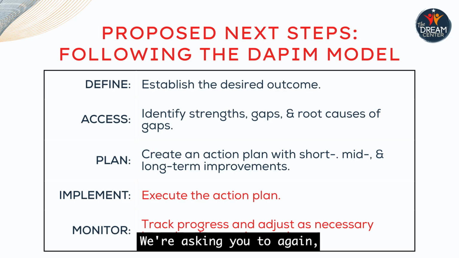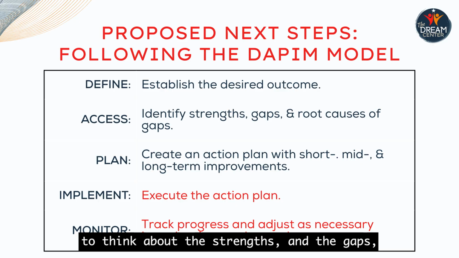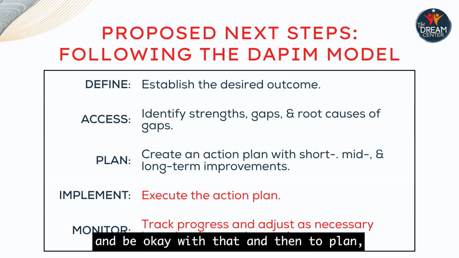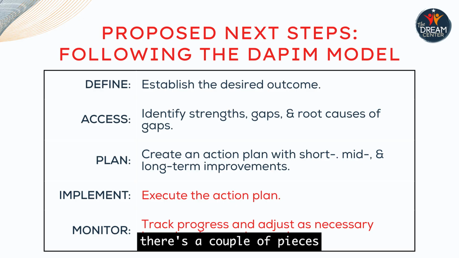We're asking you, where you are, to think about the strengths and the gaps and the root causes. You heard several examples, and for some of the root causes, we've got to start over in some places and be okay with that. And then to plan. Hopefully there's a couple of pieces on your action plan. You certainly have incredible tools that were developed for our work. And so for the last two, we're hearing we've got at least a year to get through the processes in our universities. Remember, the overall time frame is 2 years.